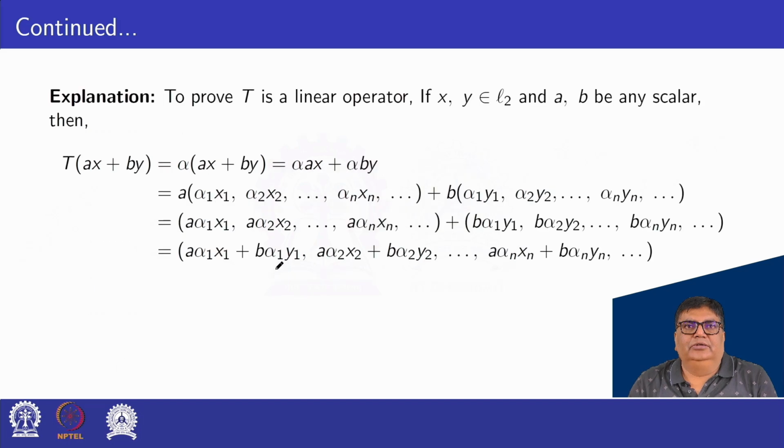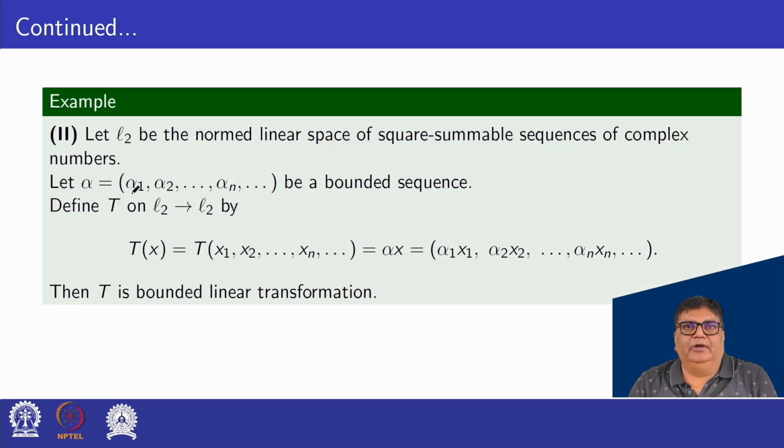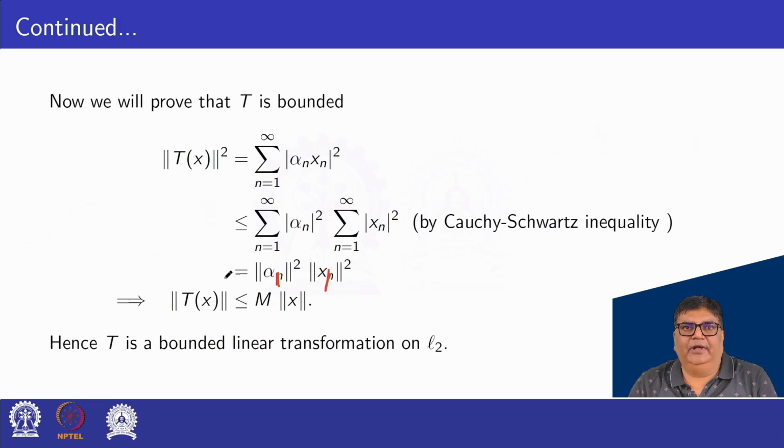Taking the square root of both sides, here alpha 1, alpha 2 and so on alpha n, that is alpha, is a bounded sequence. Suppose norm alpha is bounded by M. So norm Tx is less than or equal to M norm x. Hence T is a bounded linear transformation on L2.